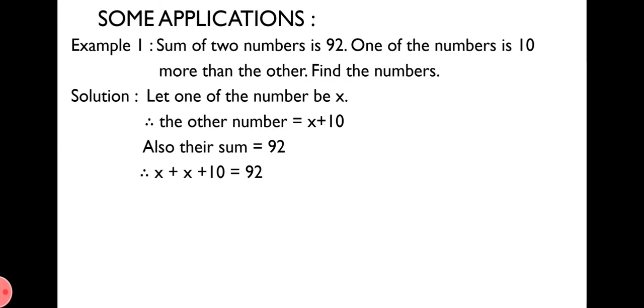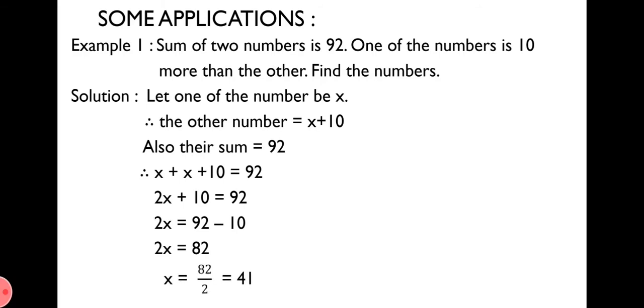Therefore what we'll get: x plus x plus 10 equal to 92, because x is one number and another number is x plus 10. Further solving, x plus x, that is 1x plus 1x, will become 2x, so we will get 2x plus 10 equal to 92. Now we transpose 10, that is we are changing the side of number 10 from left hand side to right hand side. So the sign changes, so we will get 2x equal to 92 minus 10, that is 2x equal to 82. Now again x has 2 with it as multiplication, so when we transpose it, multiplication becomes division, so we will get x equal to 82 upon 2.